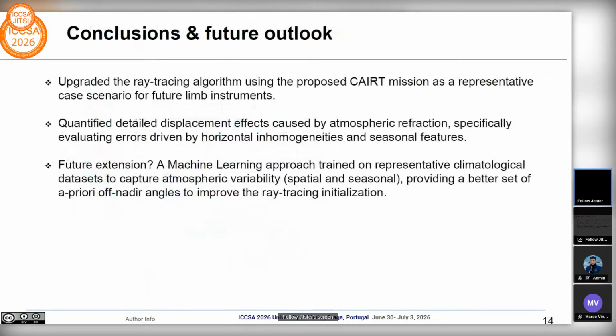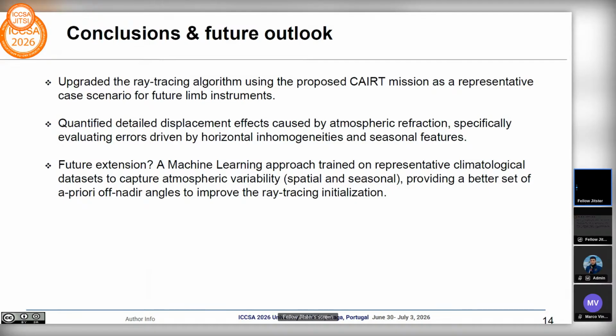So, to conclude, we started updating the proposed ray tracing algorithm using the Kite mission as a case scenario. Then we quantified in a detailed way the displacement effect due to using the atmosphere refraction in different ways, and so we evaluated the errors due to horizontal inhomogeneities and also seasonal features.